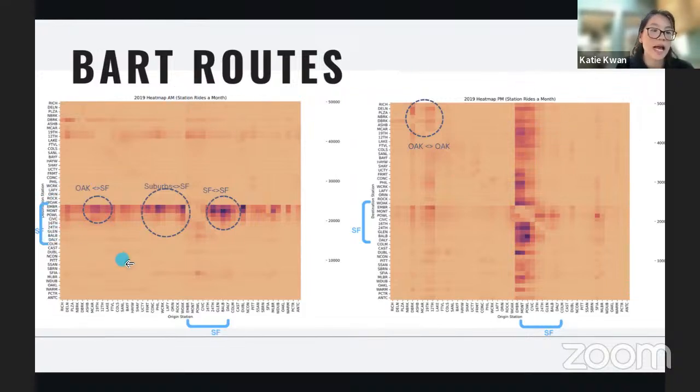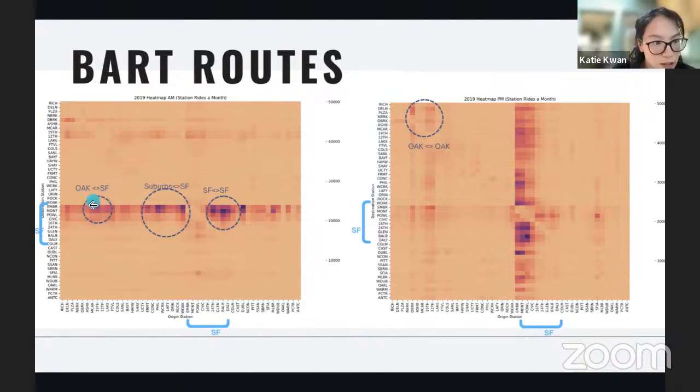So let's take a look at AM for a second. We see that most of the riders are following this band right here. This is downtown San Francisco, shown in this band: the stations Embarcadero, Montgomery, Powell, and Civic Center. They're mostly concentrated here. Not everyone, but a large percentage of people's destination is actually Embarcadero, Montgomery, Powell, and Civic Center.